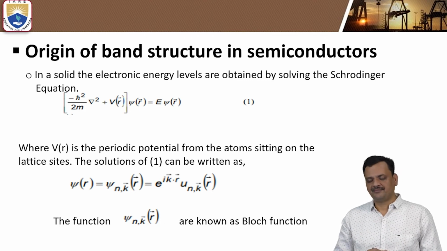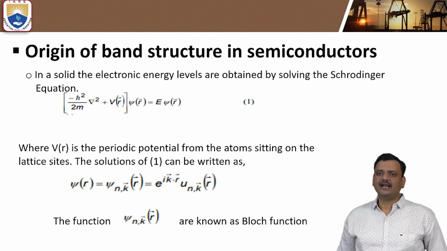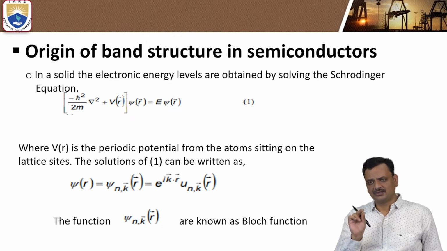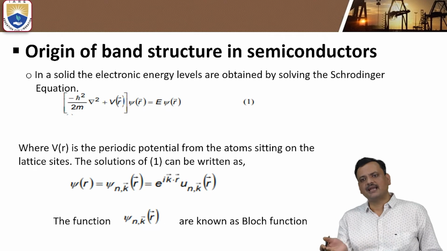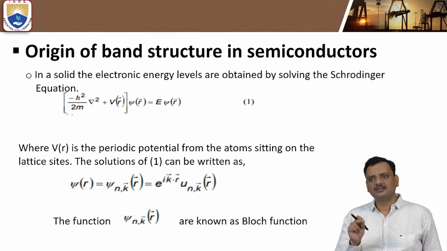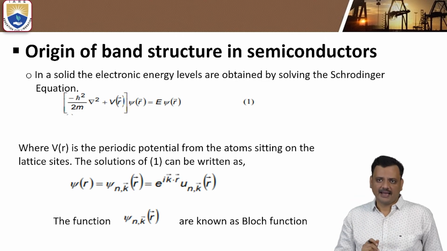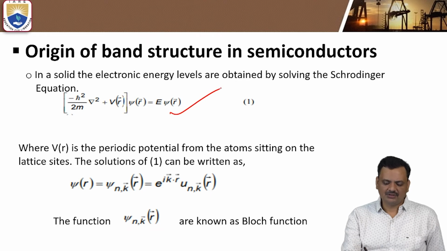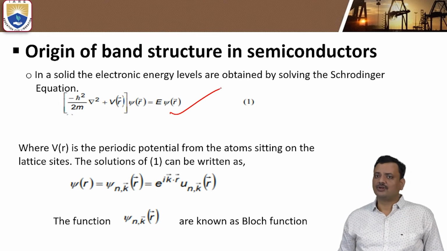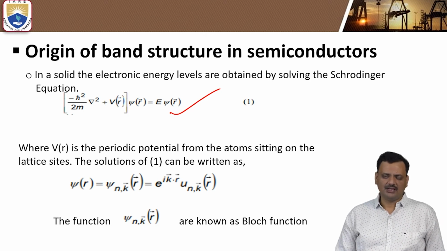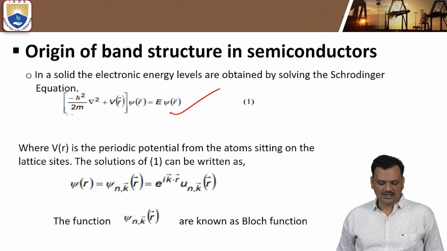I already told you that whenever the word band is used, quantum mechanics is already involved. Why? Because the origin of band structure can only be explained on the basis of quantum mechanics. So this is the famous equation of quantum mechanics, known as the Schrodinger equation. You can go through your quantum mechanics book and find it there.